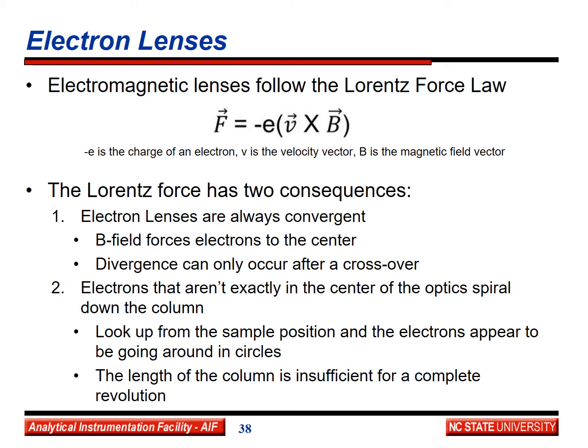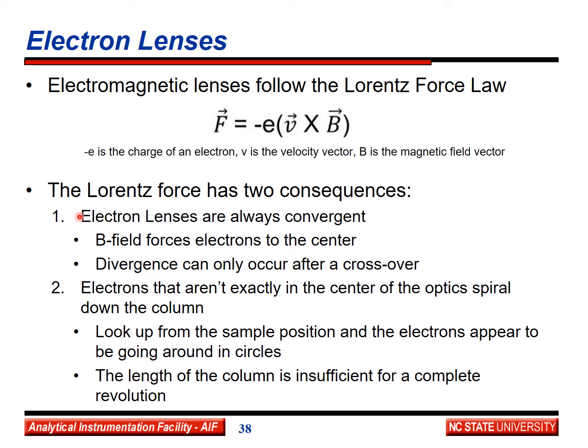Electrons passing through an electromagnetic lens will follow the Lorentz force law, which I'm sure we all recall with great clarity from freshman physics. The Lorentz force law means that the force on an electron passing through a magnetic field is equal to the charge on the electron times the cross product of the velocity vector of the electron and the magnetic field vector. The Lorentz force has two consequences.